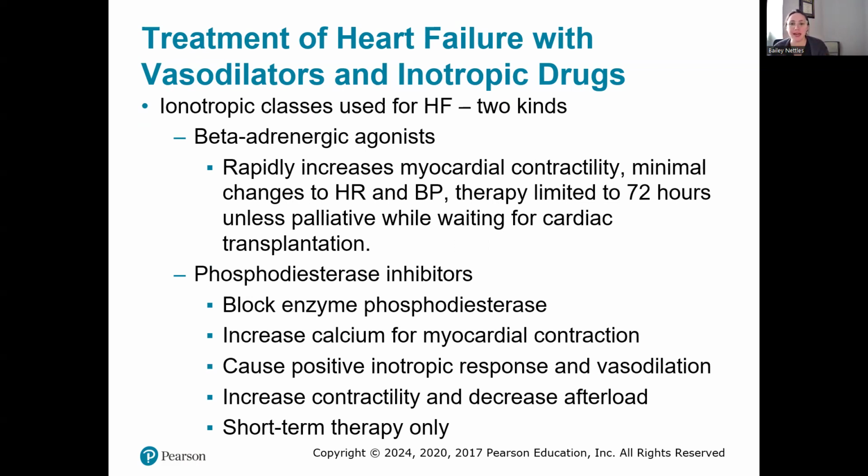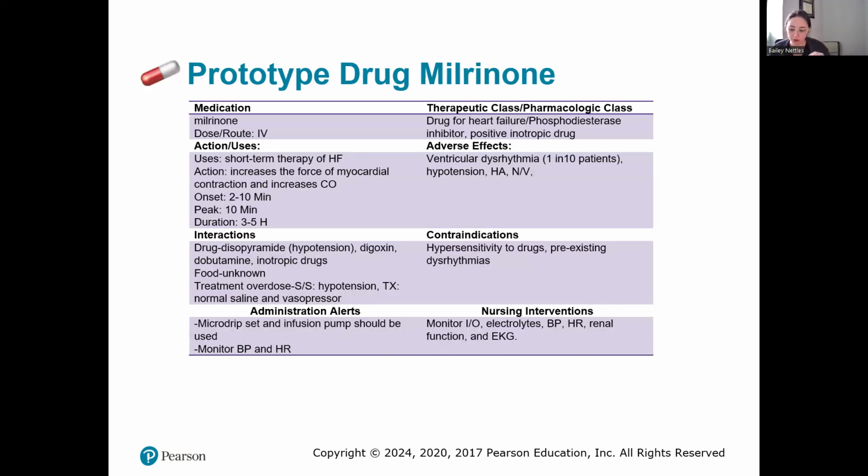All right. Phosphodiesterase inhibitors block phosphodiesterase. They increase calcium for the contraction, kind of like the judge, but not as deadly. So positive inotropic response and vasodilation increases the contractility and decreases afterload. Short-term therapy only. So one of those is called milrinone. Milrinone is a positive inotropic drug, phosphodiesterase inhibitor. Short-term therapy for heart failure. Okay. Increases the force of the myocardial contraction and increases the cardiac output. Pretty fast onset, okay?